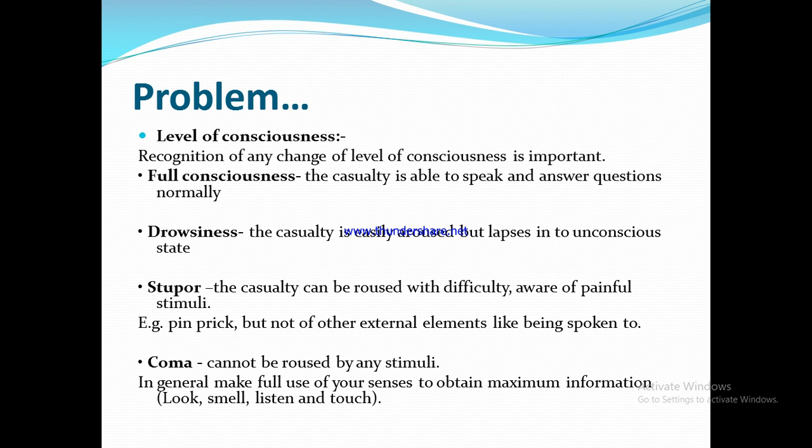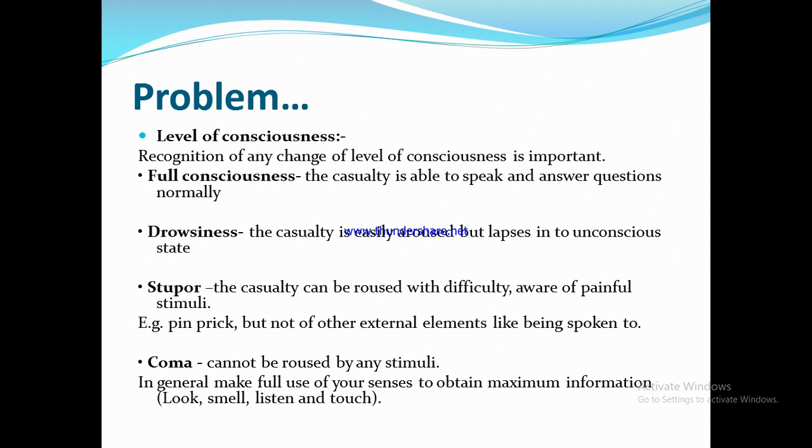And the third type of consciousness is stupor. In stupor, the casualty may not be aroused simply, but he will be aroused or awakened with difficulty, with painful stimuli like a pinprick, inserting needles or pins into his body, and he can be awakened. And the fourth part of consciousness is coma. The comatose patient cannot be awakened by any stimuli, including painful stimuli.